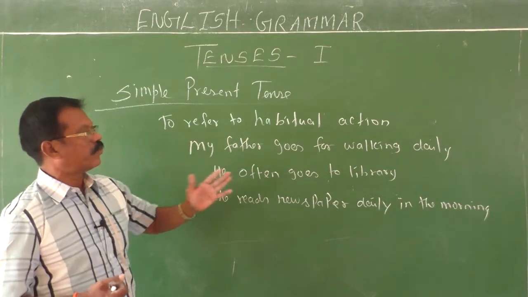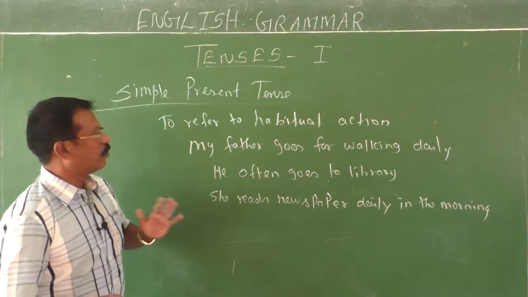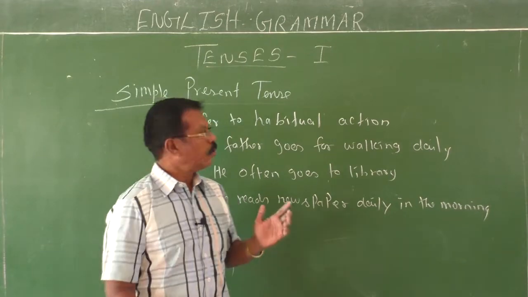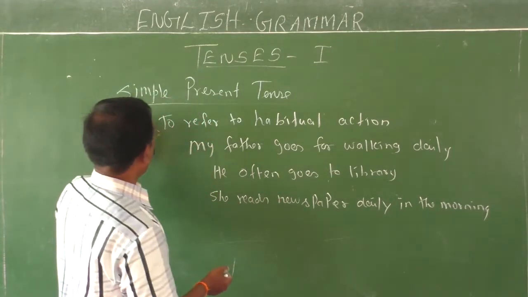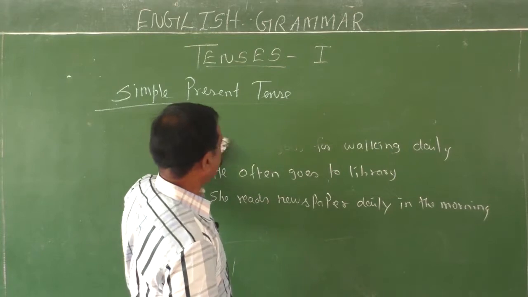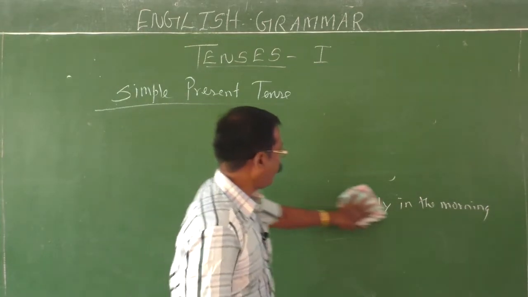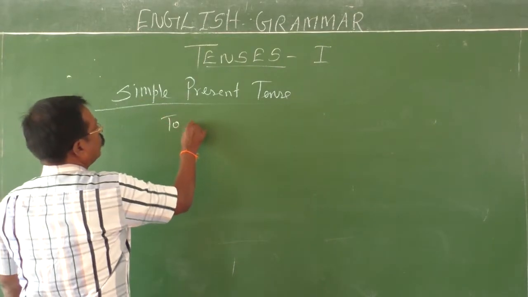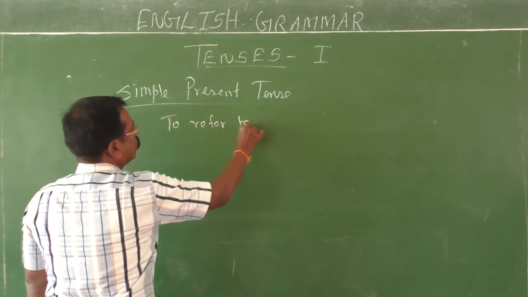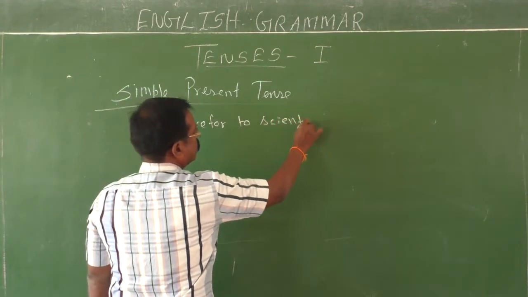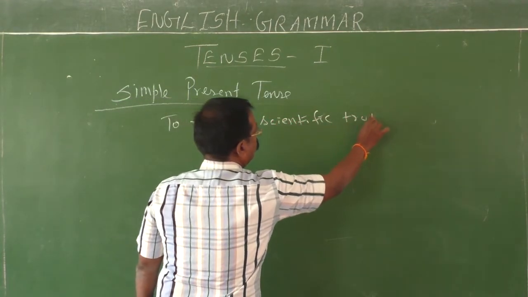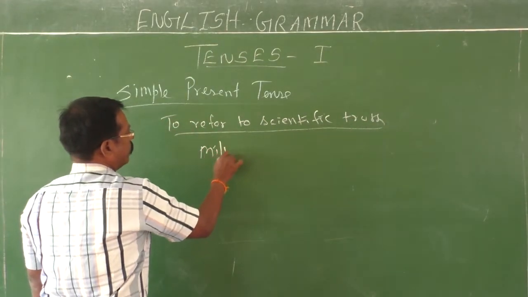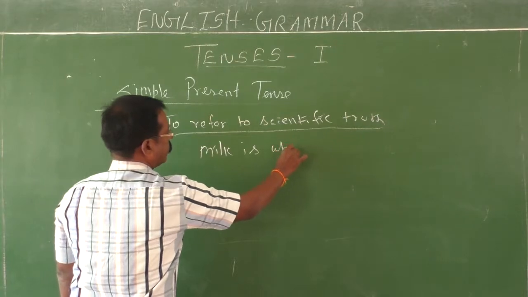So my father goes for walking daily. He often goes to library. He reads newspaper daily in the morning. Okay. So to refer to habitual actions, we use present tense. And then to refer to scientific truth and general truth. To refer to scientific truth, we use this simple present. See, milk is white.